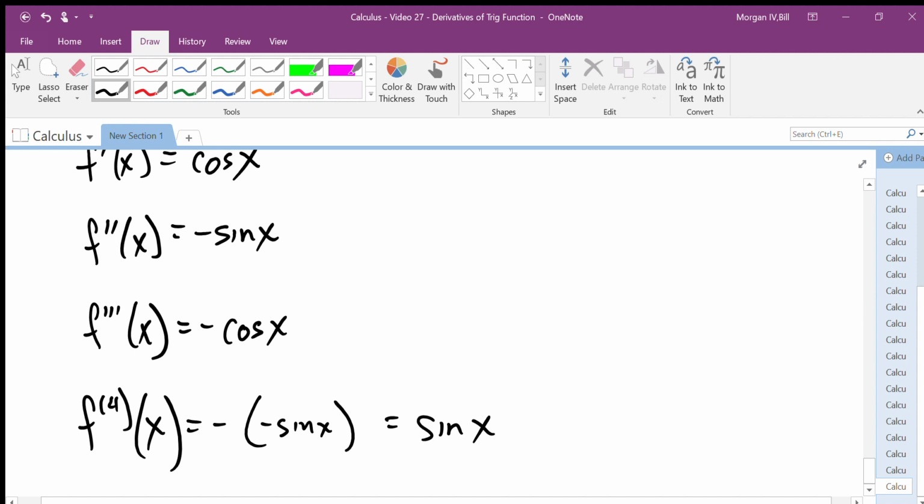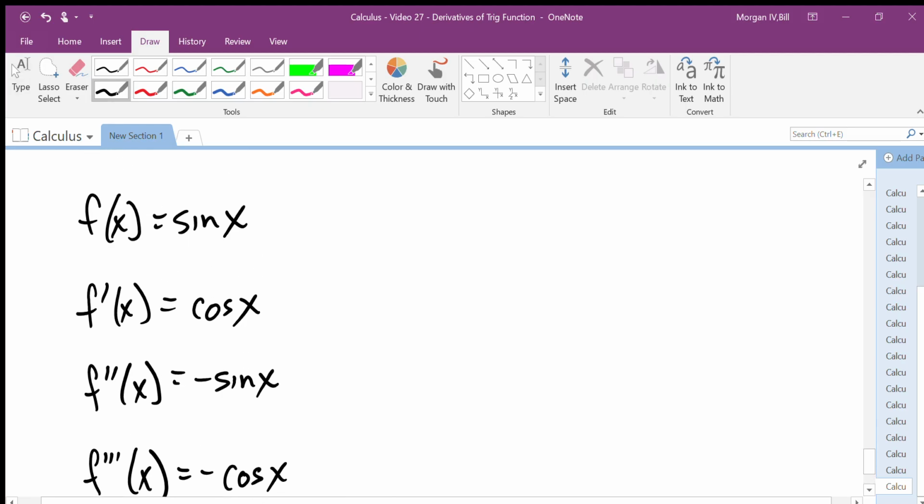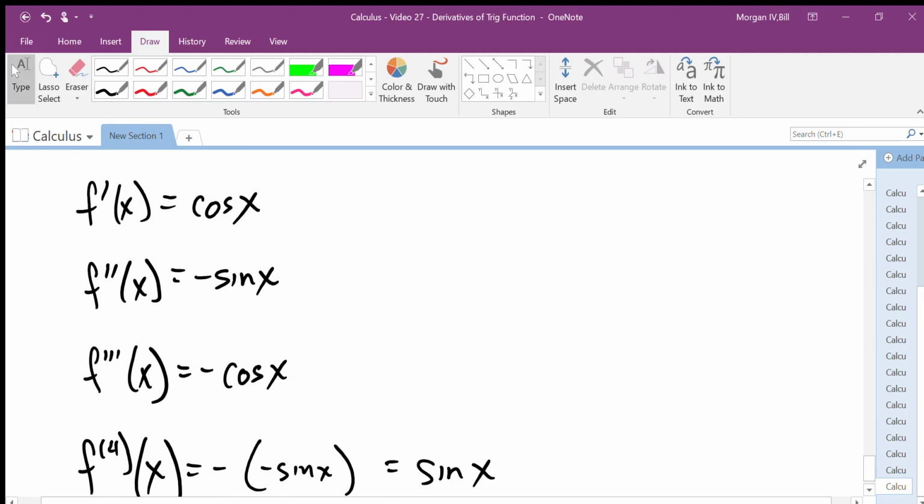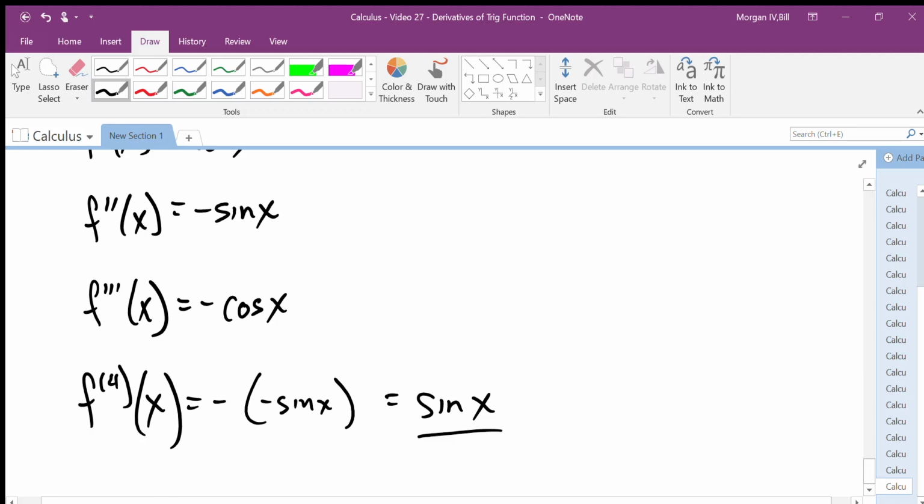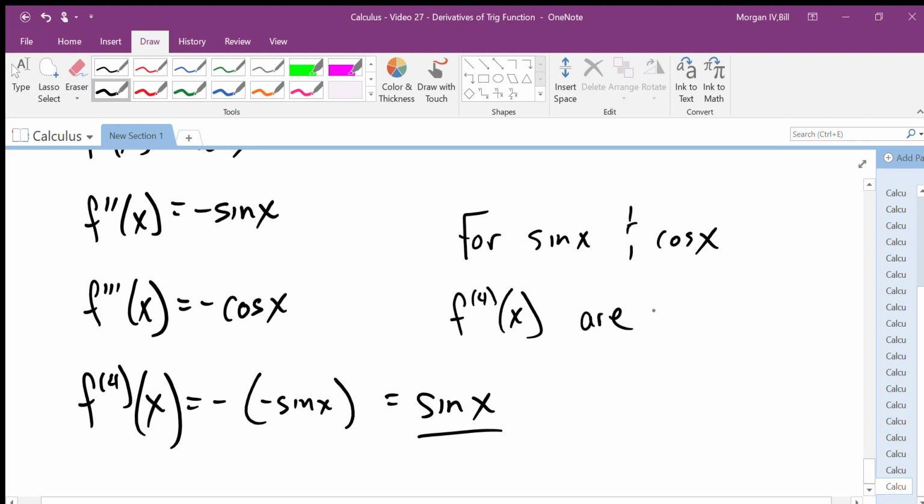And we see something interesting happens here with this derivative, and this works for both sine of x and cosine of x. The original function was sine of x. If we work our way through the fourth derivative, we end up at sine of x. It turns out that for sine of x and cosine of x, the fourth derivative, f to the fourth of x, of those functions are themselves. In other words, maybe the other notation works a little better for this.